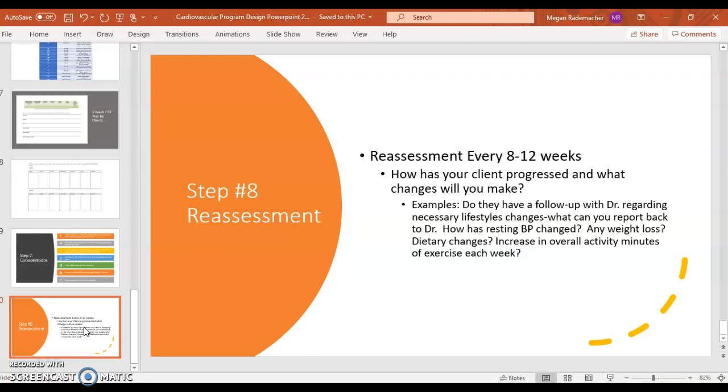If they're coming to see you for blood pressure, you surely should be taking their resting blood pressure once a week when you're seeing them at least. Can you report back any weight loss? What about circumference measurements? Any dietary changes that they made? Have they increased their overall active or activity minutes of exercise a week? Are they spending more time exercising than they were 3 months ago when they came to see you, right? So think about how you would reassess them, and some things that you would report back to their doctor.